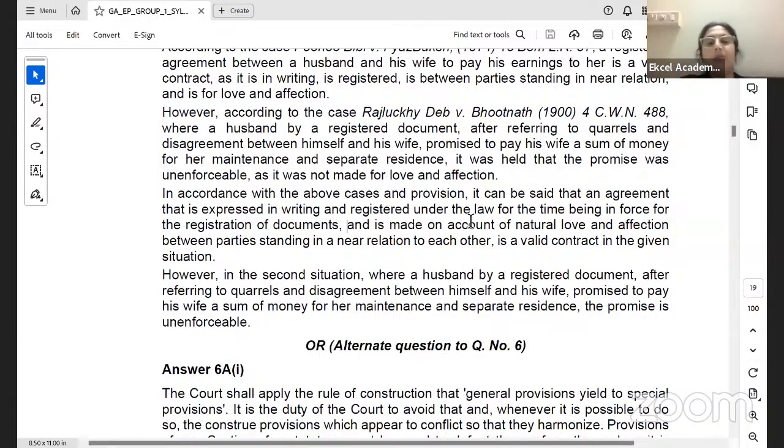So everything you have to write. First you have to tell: no consideration, no contract. But there is an exception. What is that? Natural love and affection. In the first part of the question, it is valid because it is made out of natural love and affection. Written, registered, everything you have to write. Then in the second situation there is want of natural love and affection. They are quarreling and living separately. So this is unenforceable due to want of consideration, because that exception will not be attracted here.